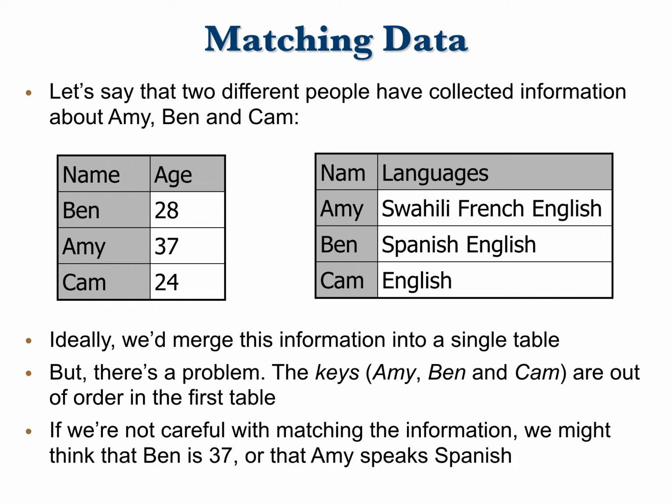Nobody told the database compilers that they had to do it in a certain order. So they've just written down what they found. And you can see in the table on the left, Ben, Amy, and Cam are in a different order to how they are on the table on the right. And so what we need to be able to do is match Amy to Amy and Ben to Ben and Cam to Cam. Otherwise, the values associated with the keys will be wrong. If you just read off the first line and you assumed it was always Amy, you'd think that Amy was 28. And then you read the second line, you think Ben was 37, and that's wrong. You need to be able to match the keys so that the values are associated with the correct people, with the correct keys.